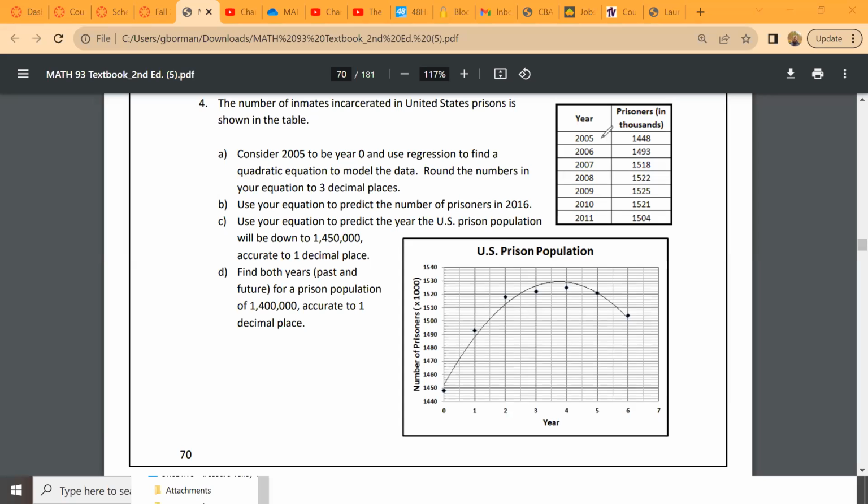It said the year 2000 was year number zero, and on this one, it's going to be the year 2005. So when we go get our quadratic regression line or quadratic model in the calculator, we're going to plug in a 0, a 1, a 2, a 3, a 4, a 5, 6, because, for example, the year 2011 is 6 years after 2005. So that's what we'll type into the calculator.